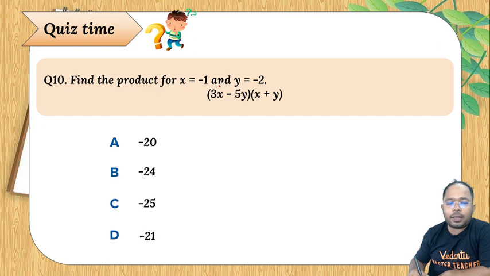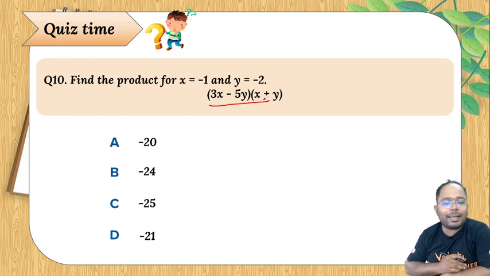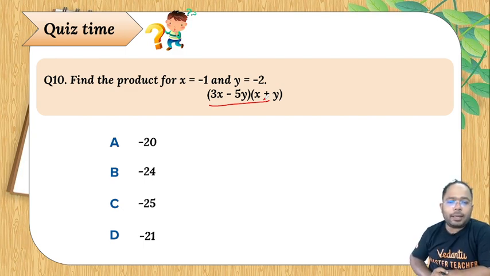Find the product for x equal to -1 and y equal to -2. Sure, let's get multiplying these two terms and then put the values of x and y. Come on, do it and write on the chat box what answer you're getting, A, B, C or D. Okay, all right. I am hoping that everyone has completed. Let's look into the answer.